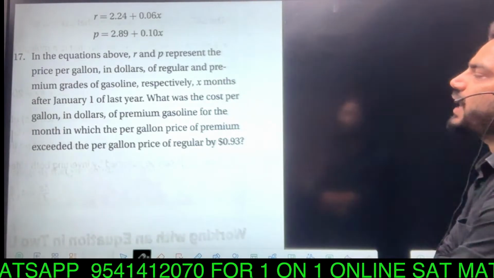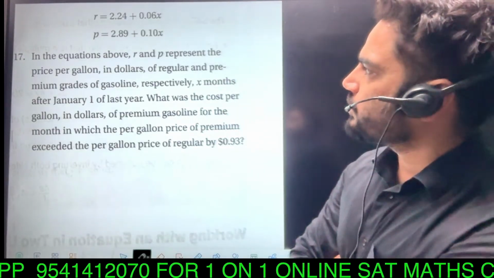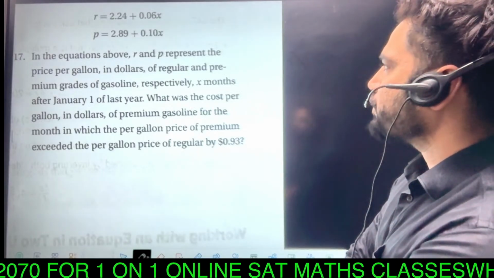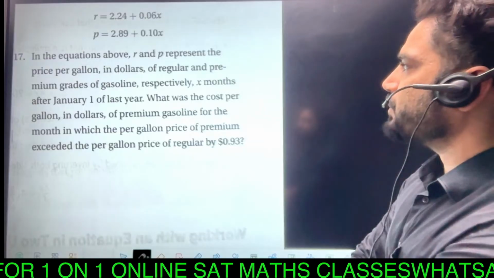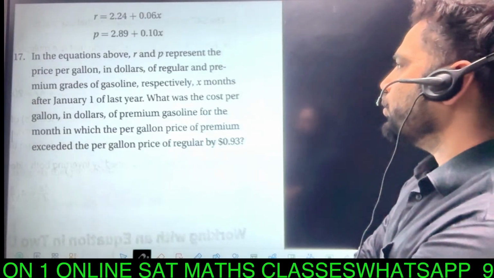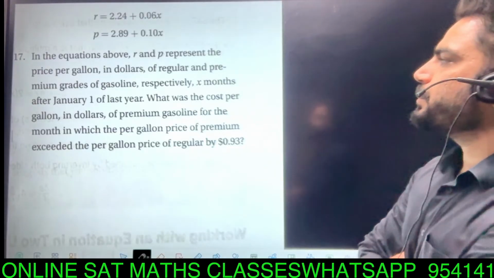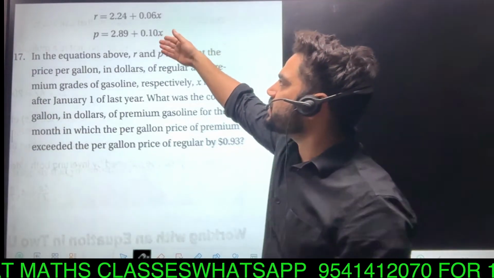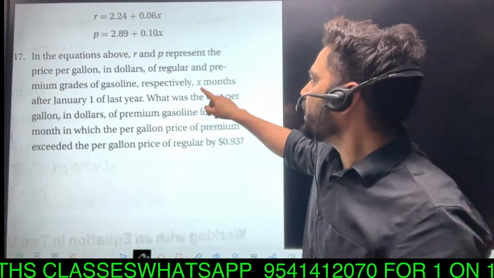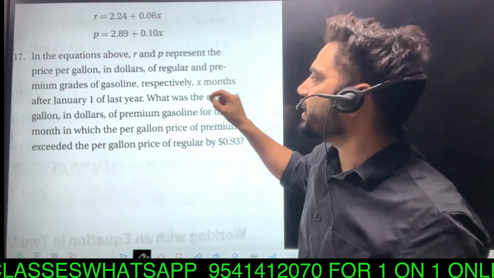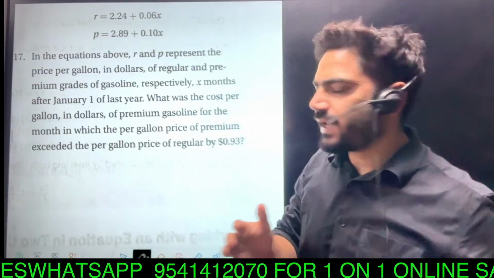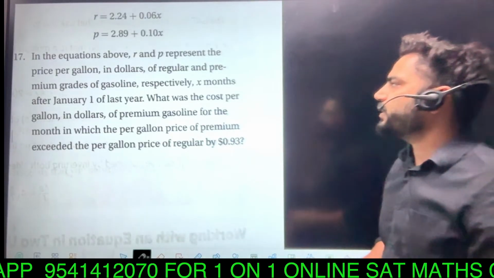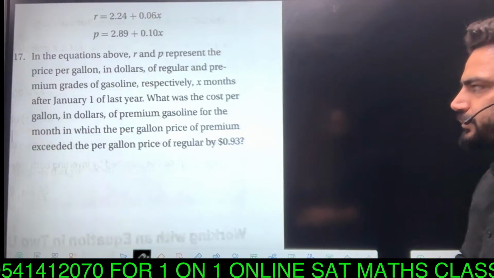And they are saying that r is a function of x, and p is also a function of x. In the equations above, r and p represent the price per gallon in dollars of regular and premium grades of gasoline. So r is the price of regular gasoline, and p is the price of premium gasoline, x months after July 1 of last year. After x months, the price is changing.